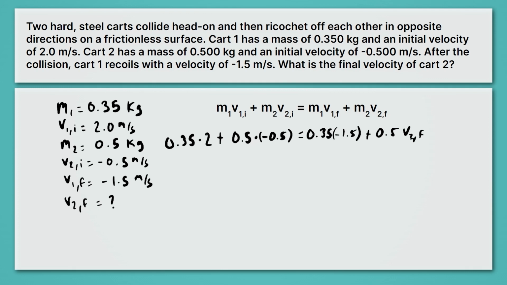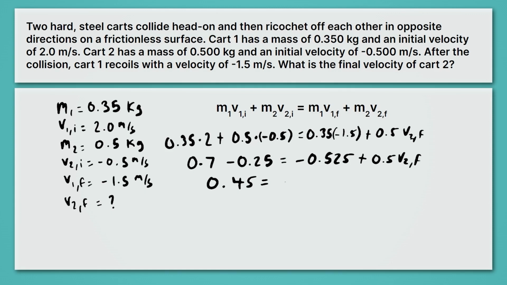All right, well, let's go ahead and simplify these numbers a bit. 0.35 times 2 gives us 0.7. And then we're going to be subtracting the next term because negative 0.5 times 0.5 gives me a negative 0.25. When we multiply 0.35 times negative 1.5, we get negative 0.525. And that's all going to be plus still our 0.5 velocity 2 final. Now we can combine some of these terms and get 0.45 equals negative 0.525 plus 0.5 velocity 2 final.